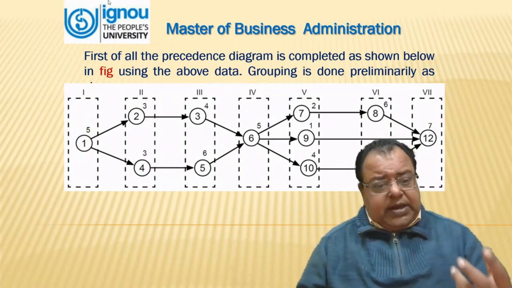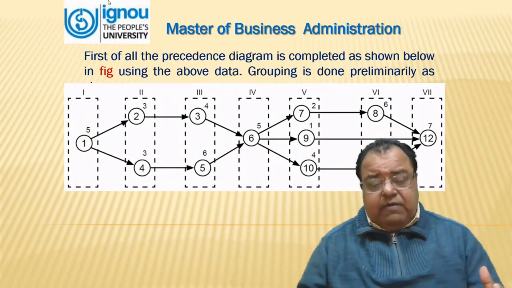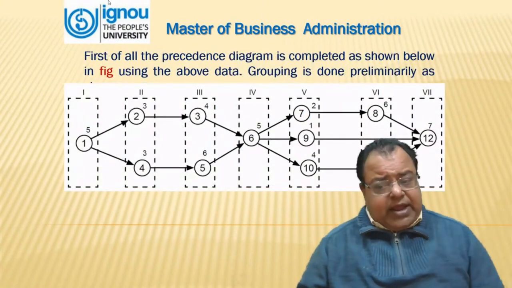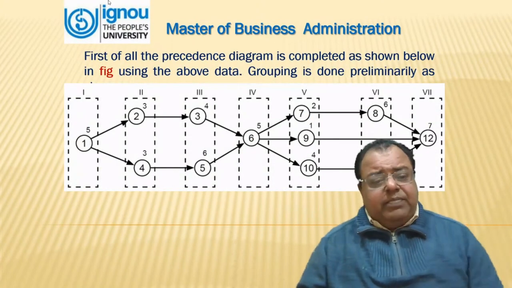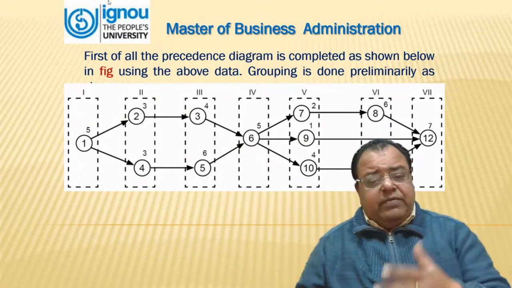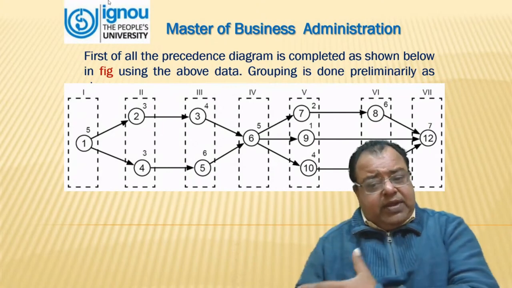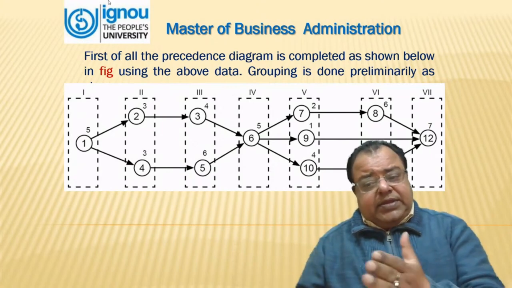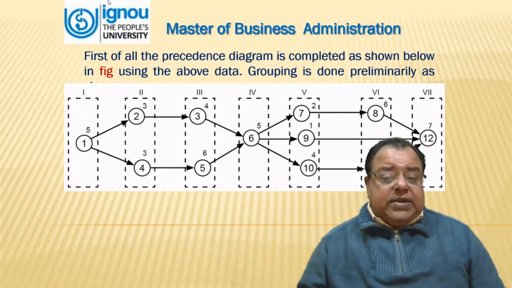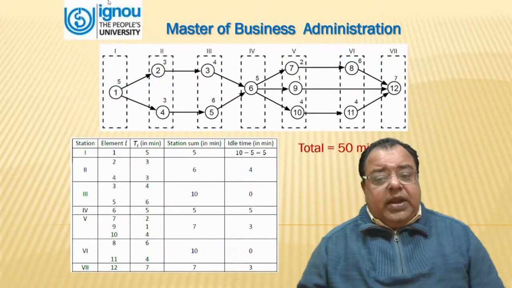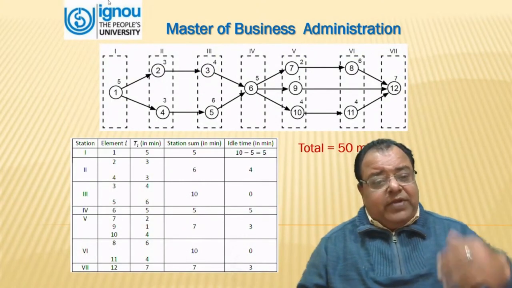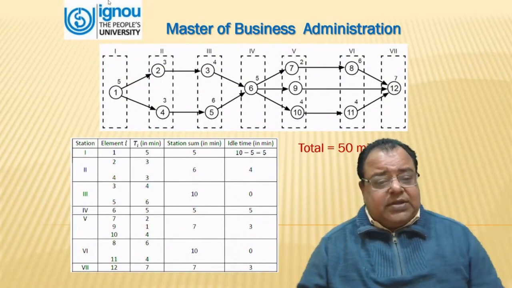The grouping, as per the information provided to us, is transformed into the precedence diagram. We have drawn this diagram starting from 1, 2, 3, 4, 5, 6, 7, 8, 12, 6, 9, 12, and 6, 10, 11, 12. There are 7 stations. Now, how the calculation of the work is done, for the different methods we have discussed earlier.